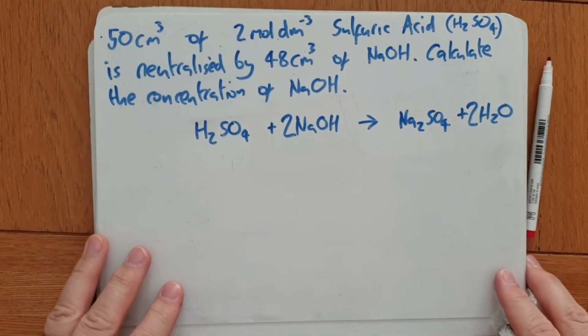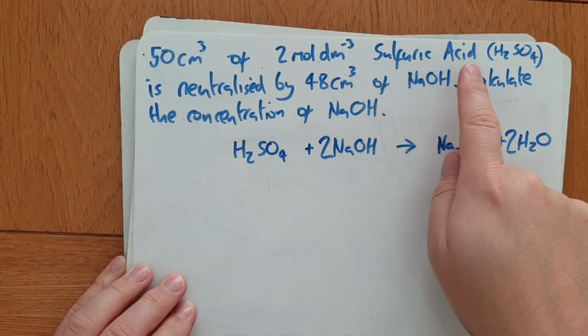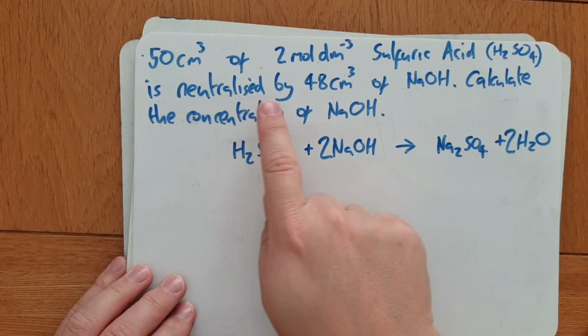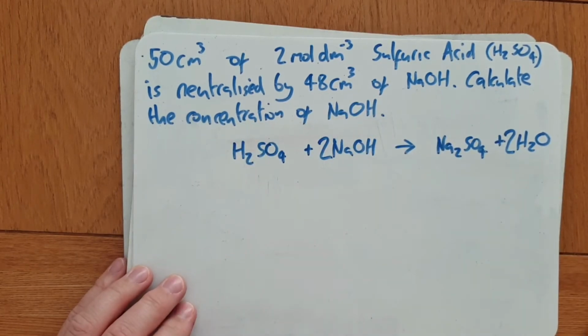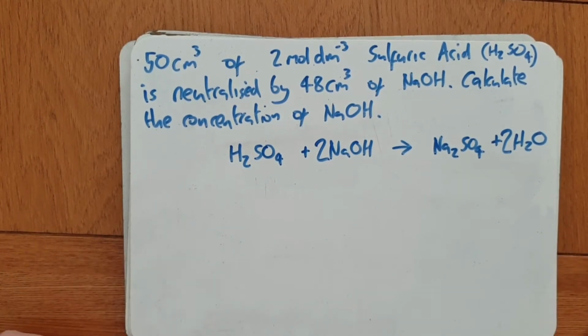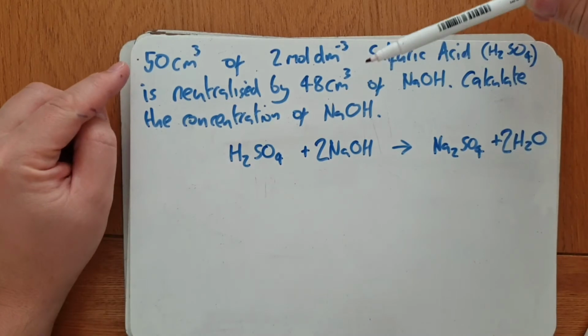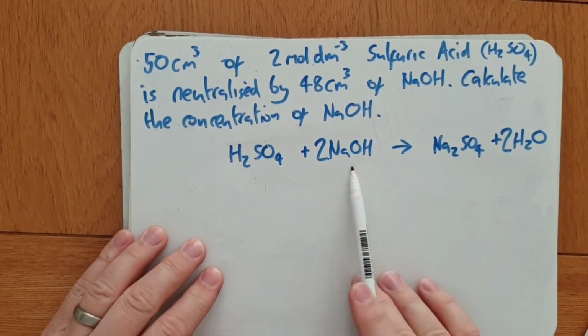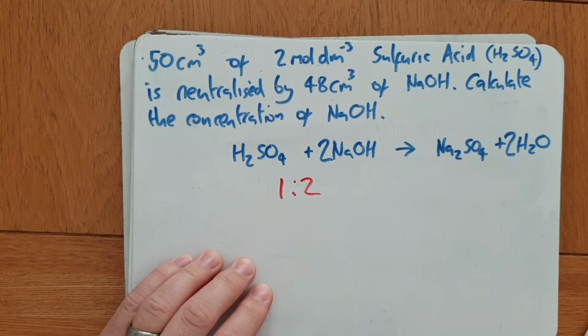So 50 centimeters cubed of 2 moles per decimeter cubed sulfuric acid, which is H2SO4, is neutralized by 48 centimeters cubed of NaOH. Calculate the concentration of NaOH. Well, let's just do our ballpark figure. 50 and 48 are really, really similar, okay? But our ratio here is 1:2.